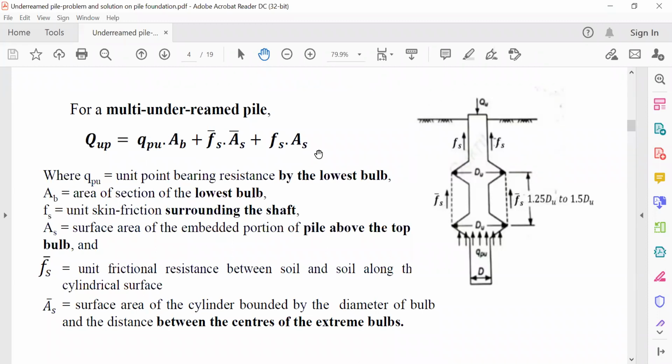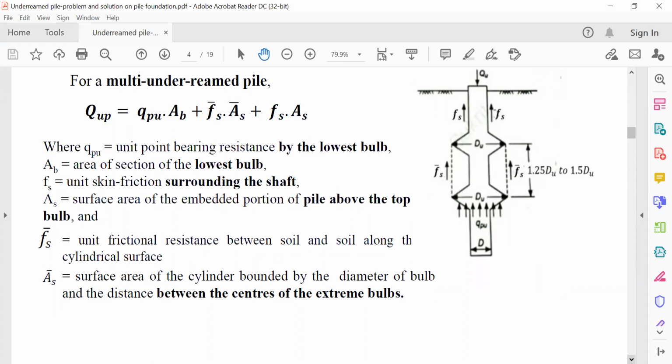So this is the formula which we have to write in our examination, that how we can calculate the load carrying capacity of double under-reamed piles. So these are the things, single under-reamed and double under-reamed. So this much is sufficient from your examination point of view. Now we shall go to the next point.